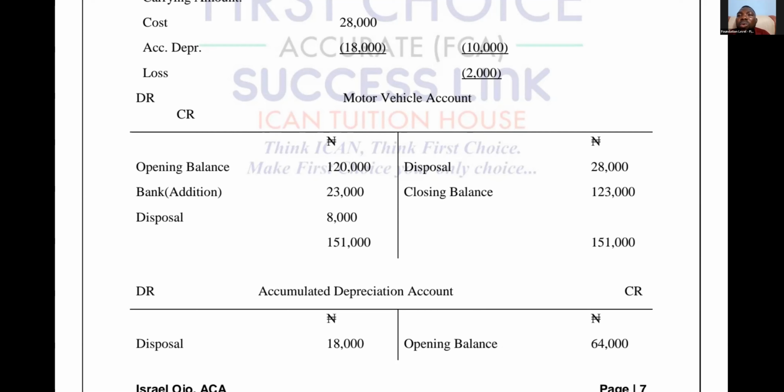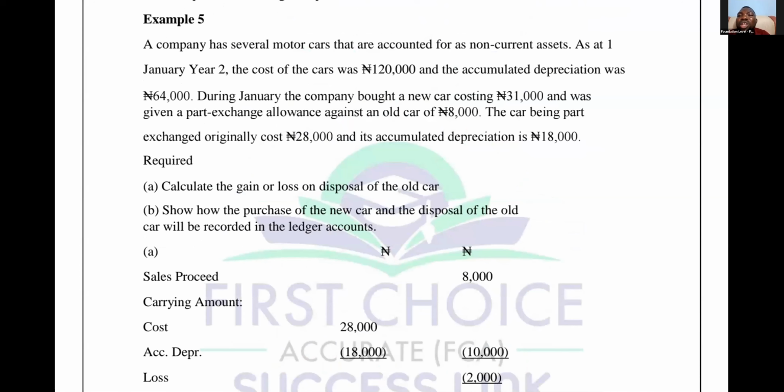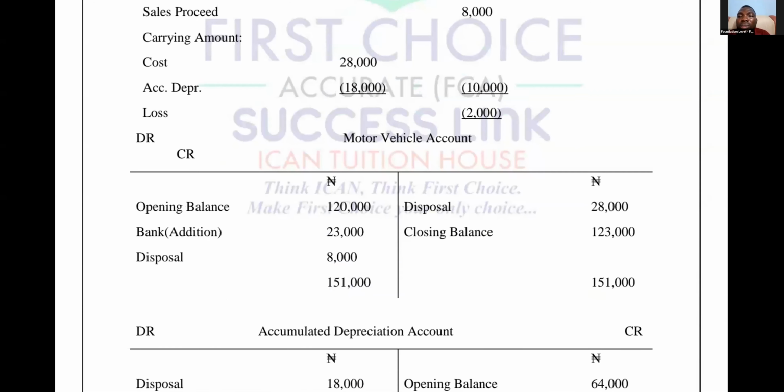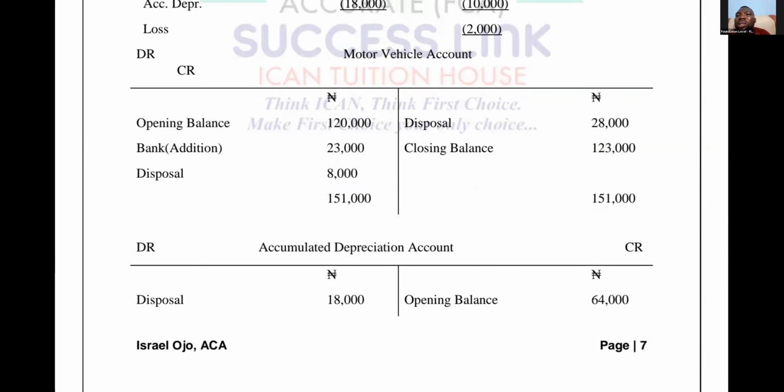Now, what is the new car bought? The worth was 31,000. The question is, how much did they pay for it? Remember, they did a part exchange, which means they will not make the full payment for the new asset. What they will do is remove the worth of the old car from the cost of the new car, and the difference is what they will now pay. If you look at 31,000, that is the actual worth of the new car.